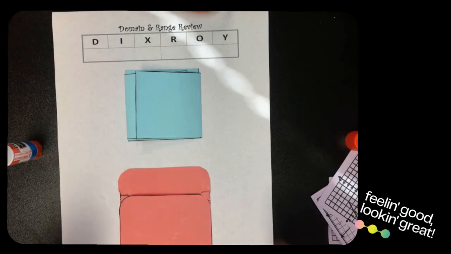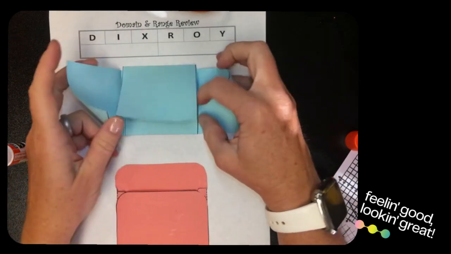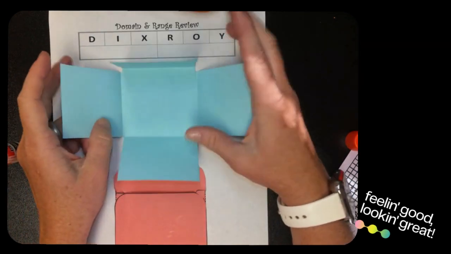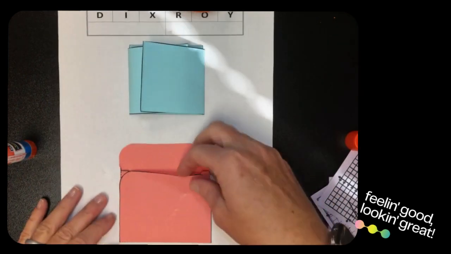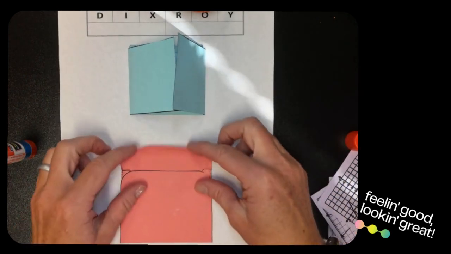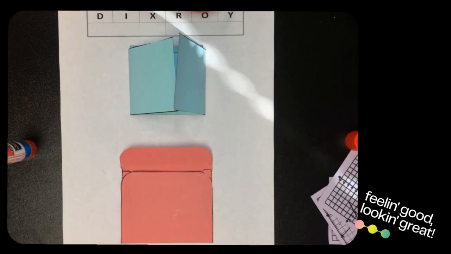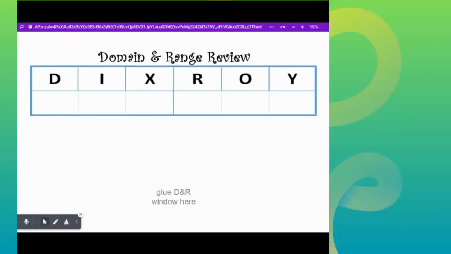Do you have only that one square glued down where you can open this guy up? And do you have an envelope pocket here? And then we can fold this shut. If you do, then you are ready. Welcome to your domain and range review notes.